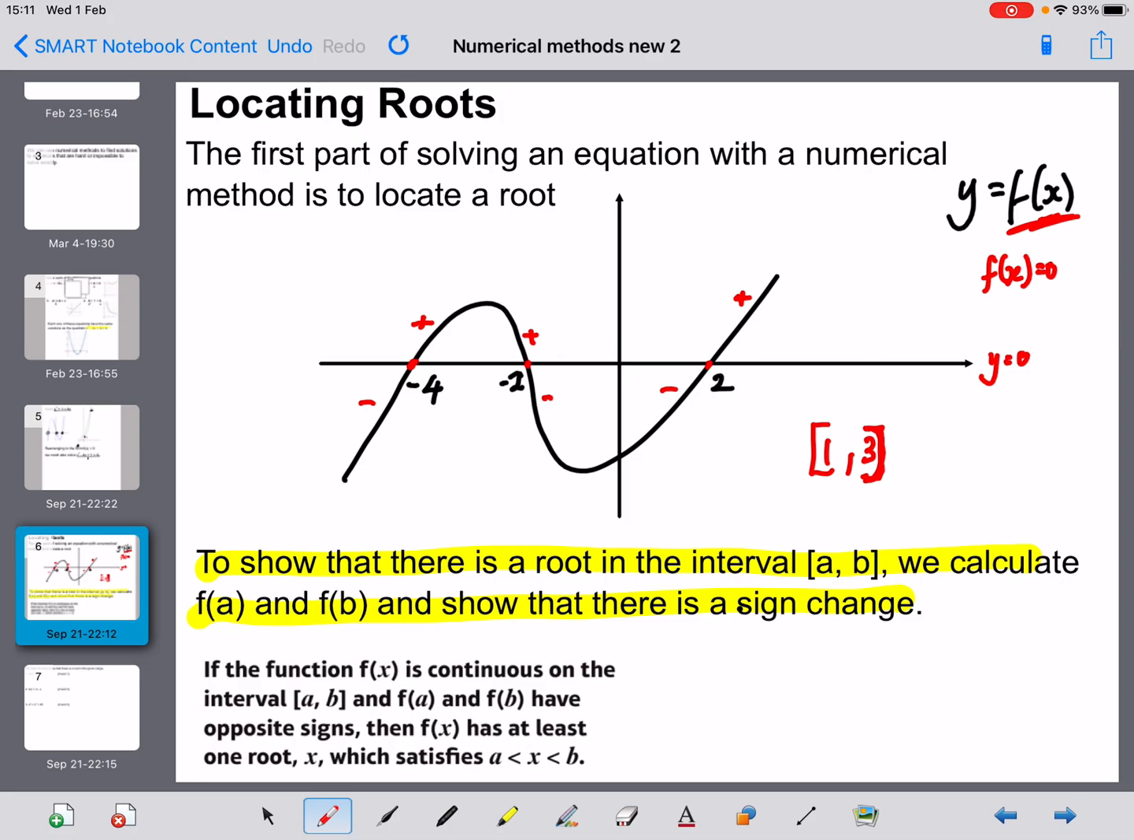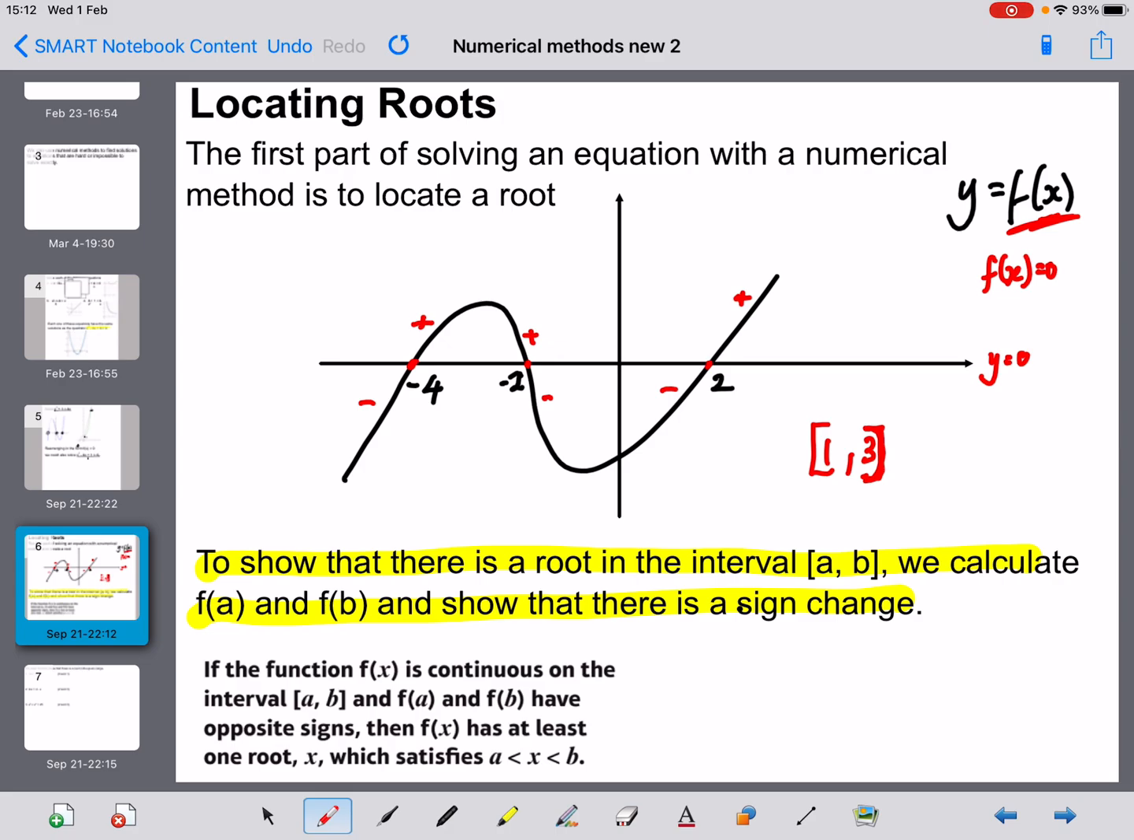Remember, we're going to be in a situation where we don't know what the roots are, and we have got to try and figure them out. So part 1 of the process is to locate roughly where they are. If a function f of x is continuous on the interval AB, meaning that it's not like a reciprocal graph where it stops, and f of A and f of B have opposite signs, in other words, there's a sign change, then f of x has at least one root in that interval.